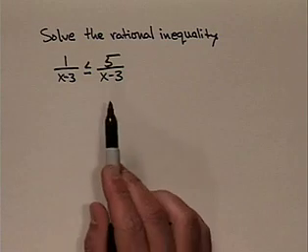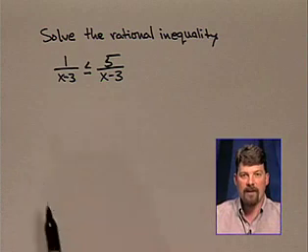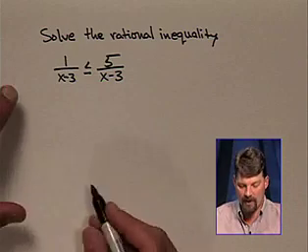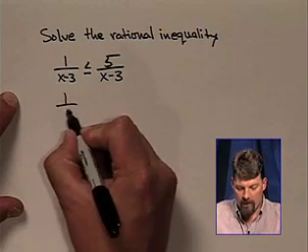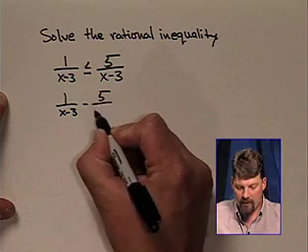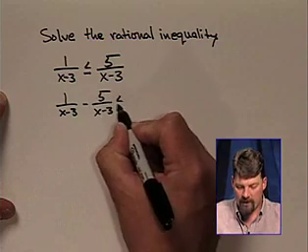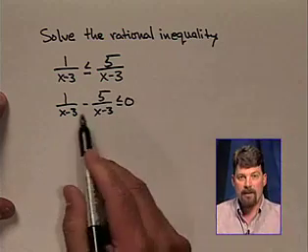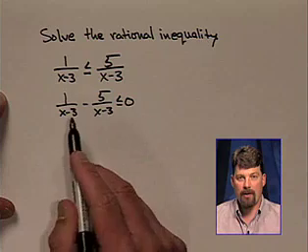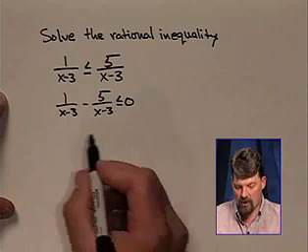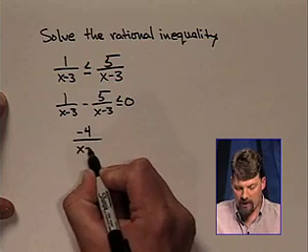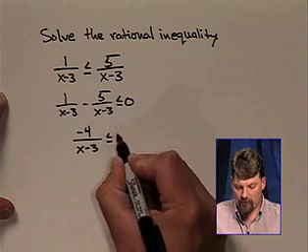So the first step is to get a 0 on one side of the inequality. So I'll subtract 5 divided by x minus 3 from both sides. We have 1 divided by x minus 3 minus 5 divided by x minus 3 less than or equal to 0. I need to combine these two rational expressions together. So they already have common denominators. I just need to subtract the numerators. That'll give me -4 divided by x minus 3, and that's less than or equal to 0.